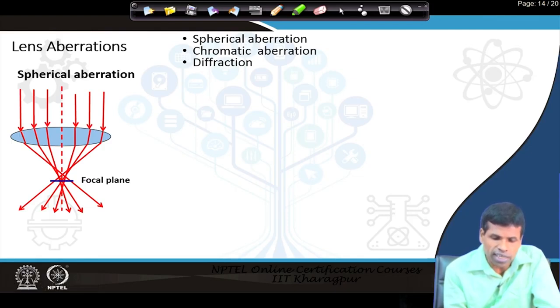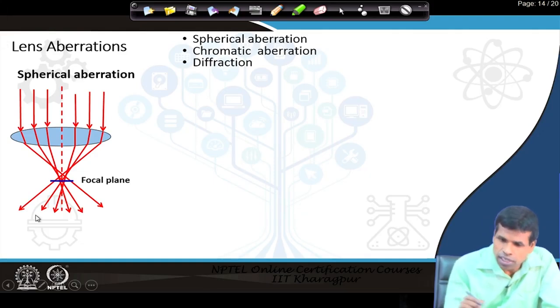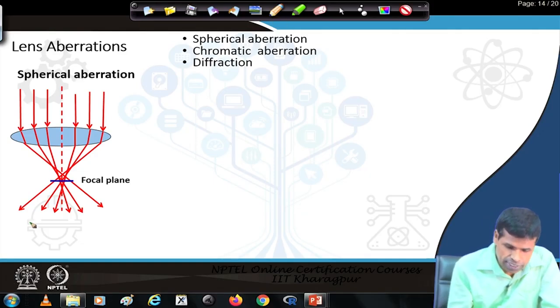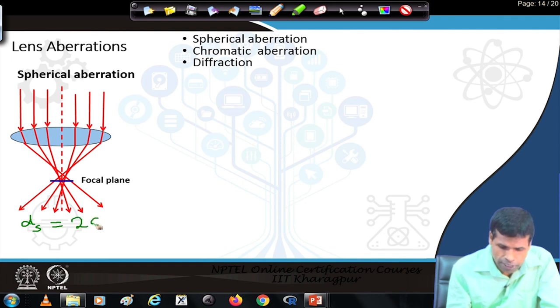In the practical case, we desire a focal point where all the rays will cross, but practically it does not happen. That is why it is called spherical aberration. It is due to the rays passing close to the center of the optical axis and the rays passing away from the optical axis having different convergent positions, and this is denoted as DS, the spherical aberration, which is equal to 2 CS alpha cubed, where DS is the spherical aberration and CS is the spherical aberration coefficient.